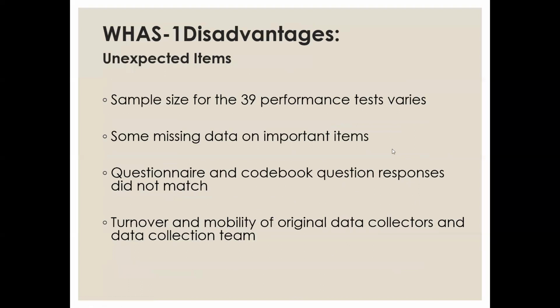And this is the disadvantage, right? That the sample size for all the tests, although the women had to do them, really varied. So for rise from a seated position or the lifting or some of the more dexterous tests, data was missing. The questionnaire that they gave the women didn't match the code book or the description of the tests that were given to me. And there was a lot of turnover of data collectors, right, over the course of the study, which could mean that people might be coding things a bit differently.